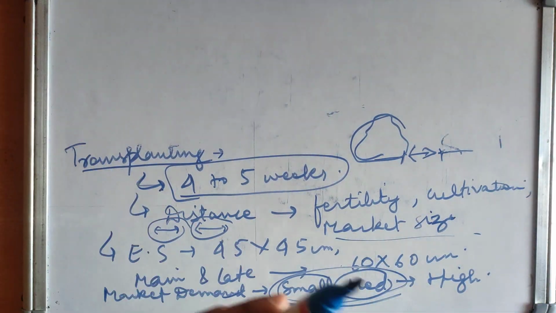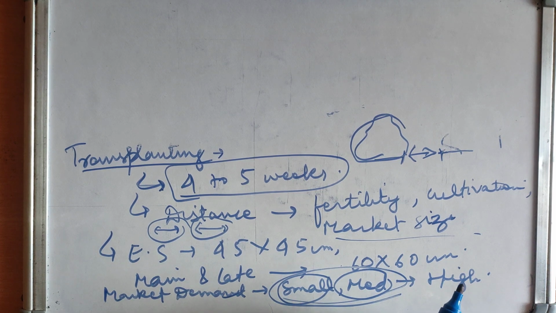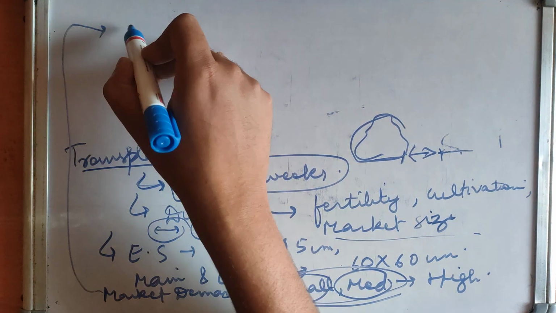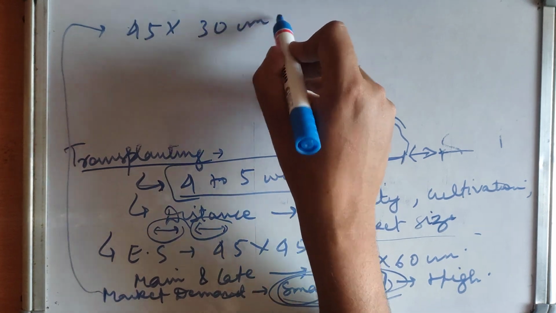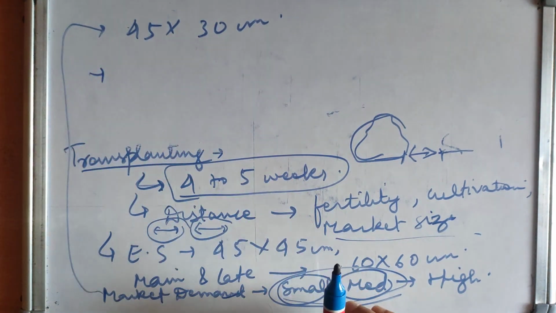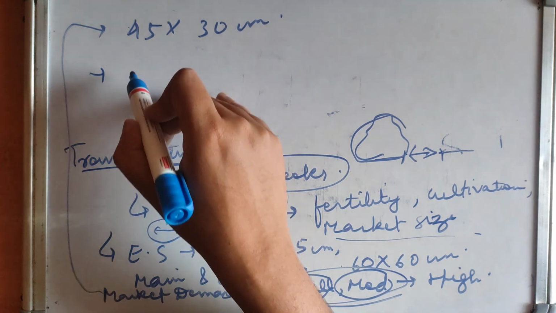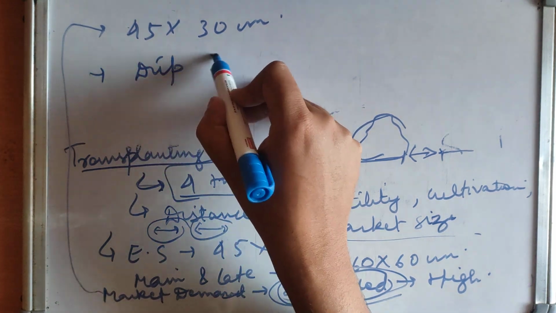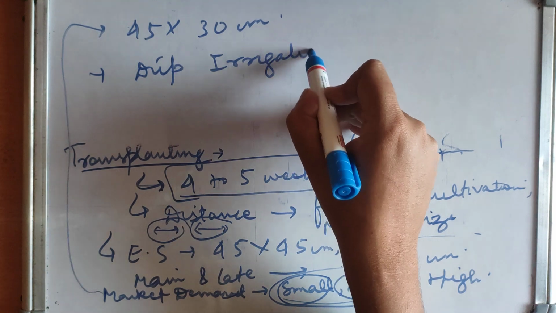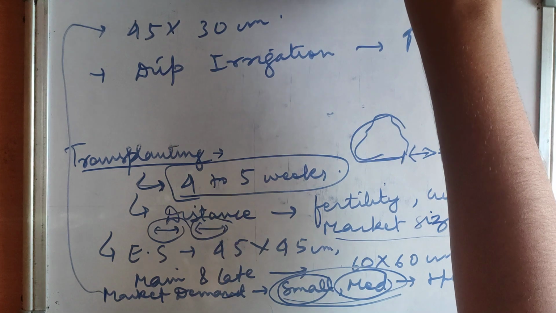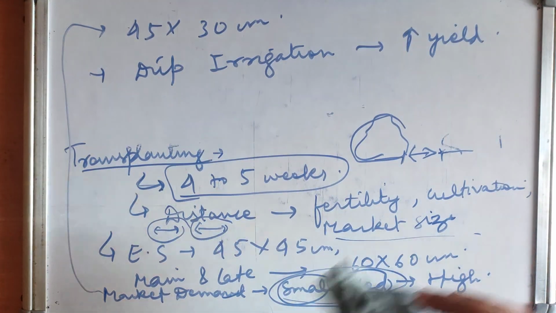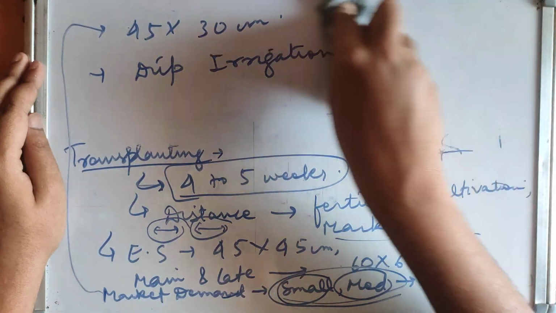Expert cauliflower farmers achieve this by planting at row distance of 45 cm, plant to plant at 30 cm. To get the market demand of small and medium sized, expert farmers use the distance of 45 into 30 cm. And they usually use drip irrigation for improving cauliflower yield. Drip irrigation will improve the yield. So this was about transplanting. Now moving to harvest.